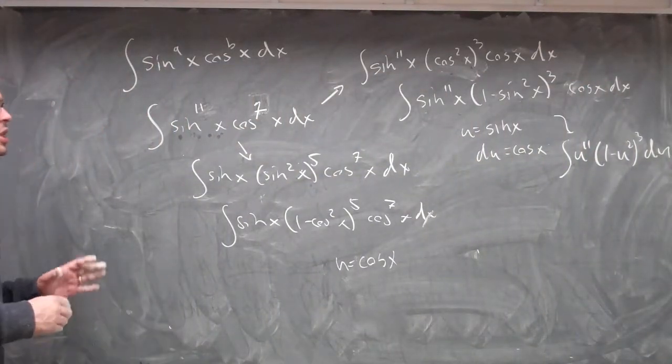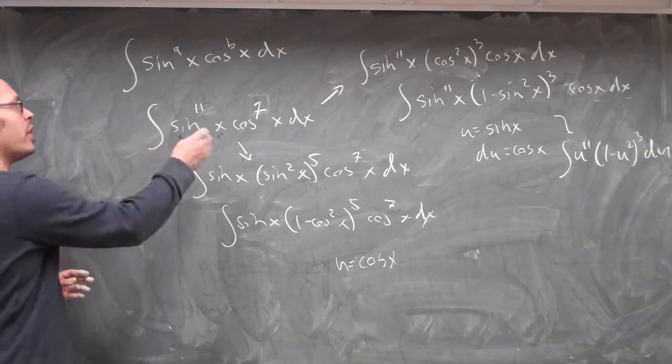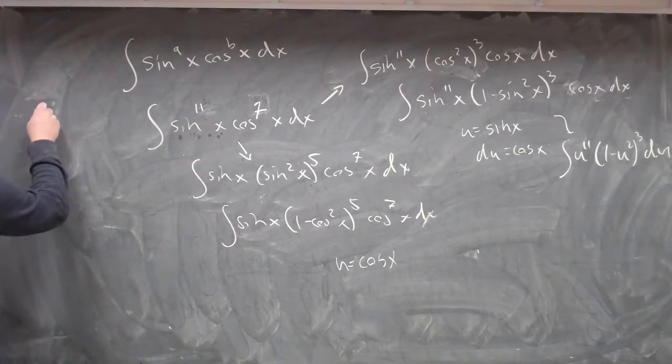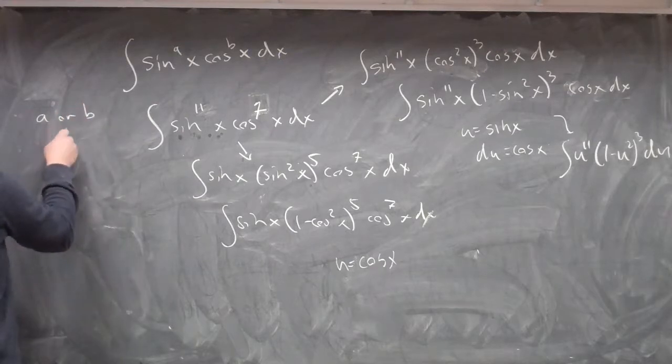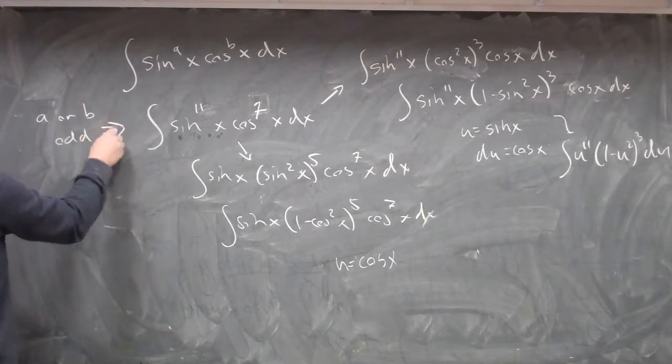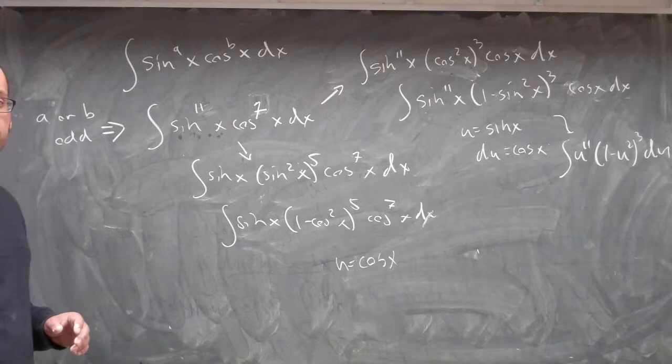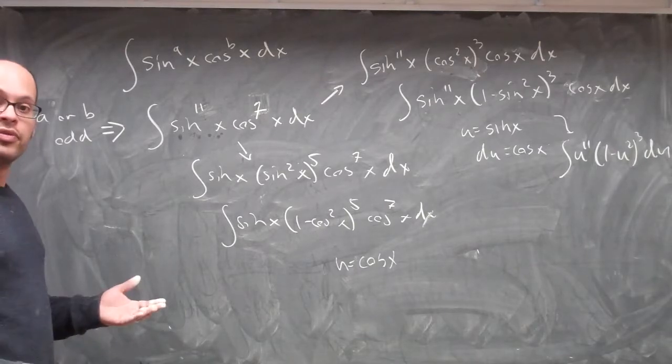Okay, so this strategy is just fine for dealing with one or the other being odd. So a or b odd, then we can do this kind of strategy. What if neither one of them is odd?